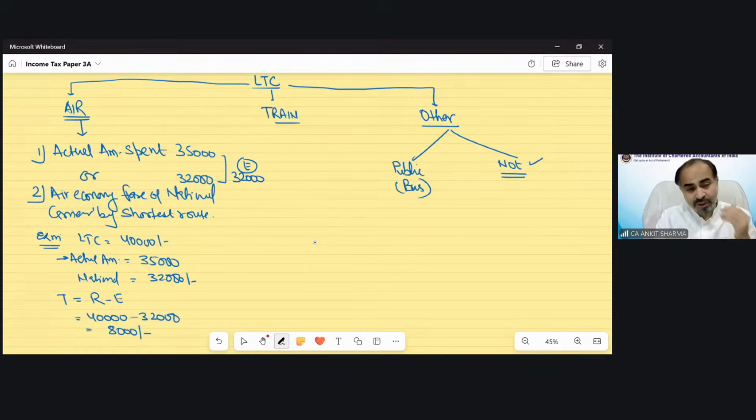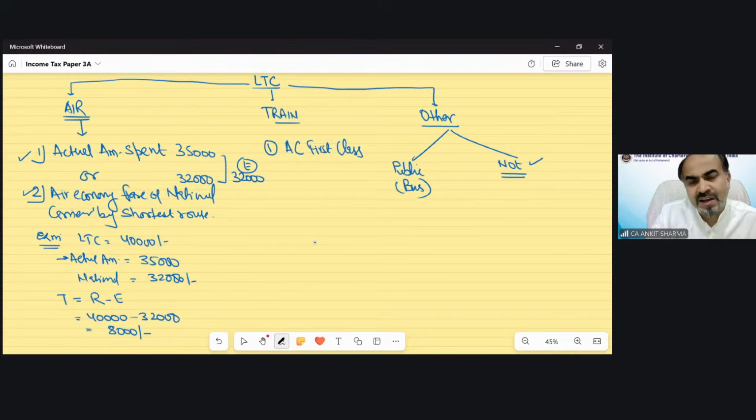So the good thing regarding this perquisite is that everything would be in the question. You just need to remember these 2 points, and the lower is going to be exempted, the balance is going to be taxed. In the same way, if the journey has been performed via train, then it says AC first class.